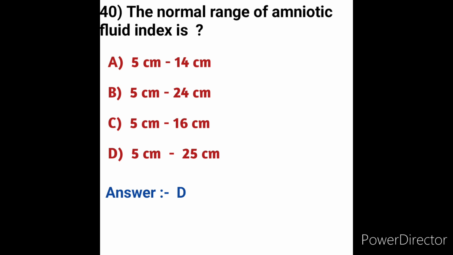Using the standard assessment method, normal AFI is 5 to 25 centimeters, but less than 5 centimeters is considered oligohydramnios, and greater than 25 centimeters is considered polyhydramnios. These are two serious conditions during pregnancy. Here the normal range is 5 to 25 centimeters. Option D is the correct answer.